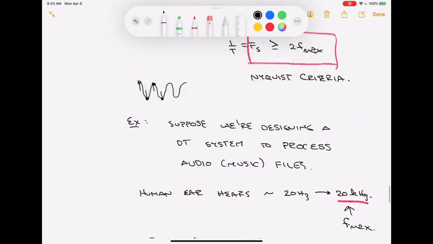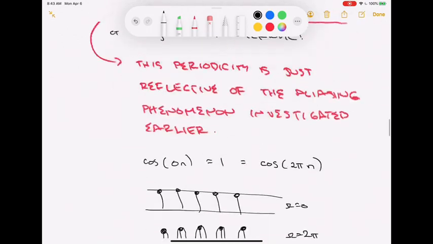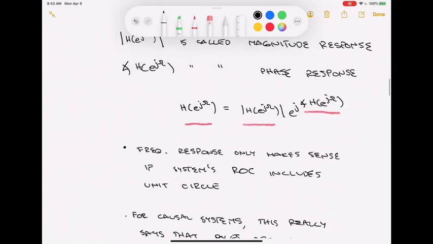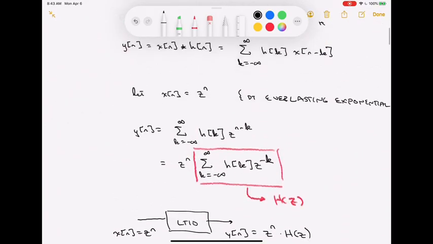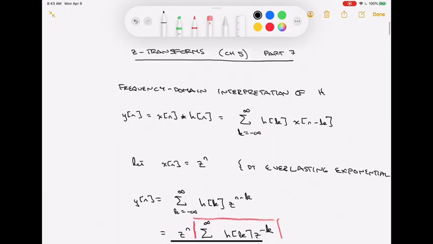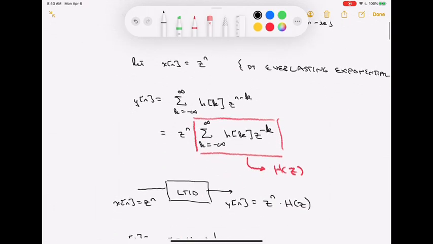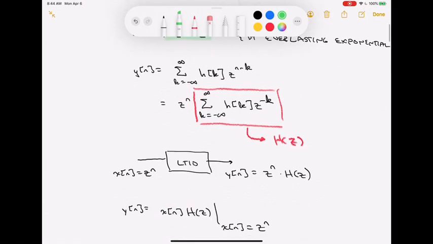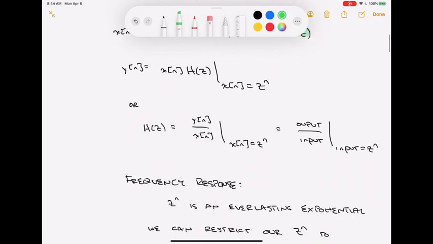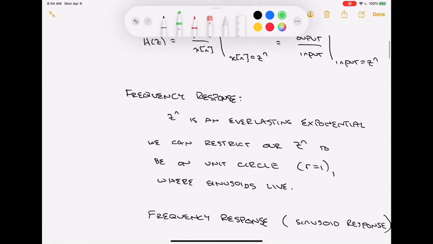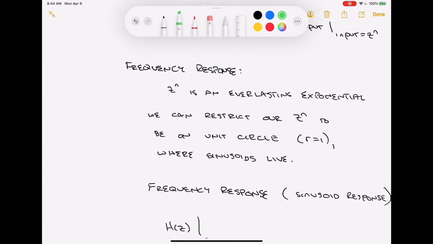So just a very quick example on that. So where have we gotten so far? Just a quick recap of what we've seen in this lecture so far. We began by talking about a frequency domain interpretation for our transfer function H(z). We showed that an input that is an everlasting exponential results in an everlasting exponential out, modified by that system function H(z). So this system function H(z) tells us the gain factor by which everlasting exponentials go through. If we take that everlasting exponential and restrict it to r equaling 1, that's where sinusoids live.